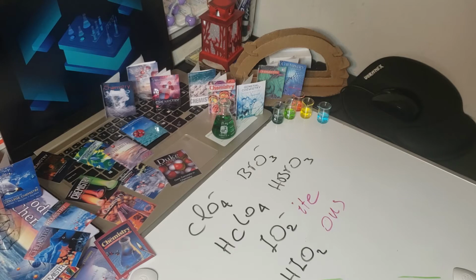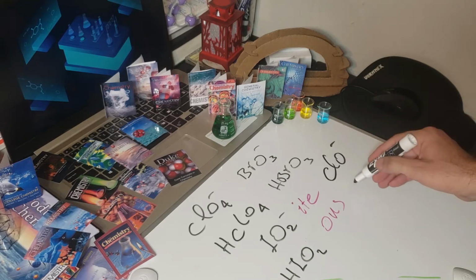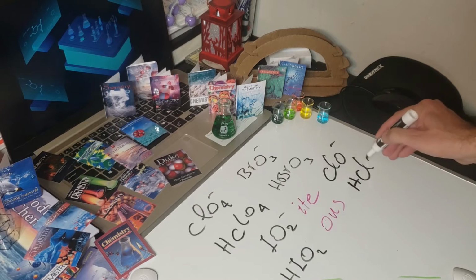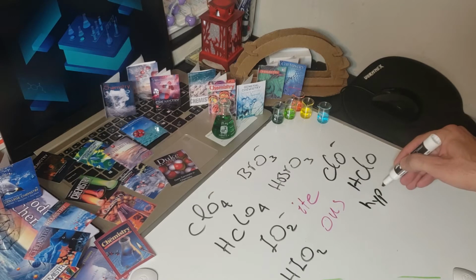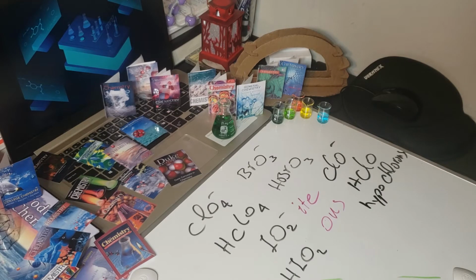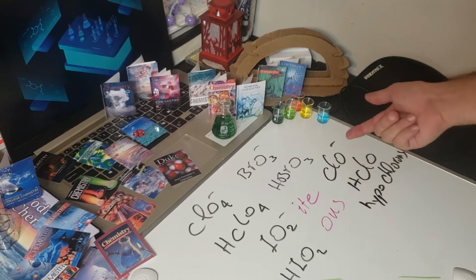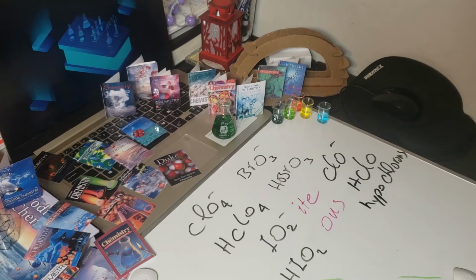Also for the ClO minus, if you have HClO, that would be hypochlorous acid. So that's how you name it, hypochlorous. Hypo because there's only one oxygen, and chlorous because this is actually hypochlorite. It's the ClO minus.